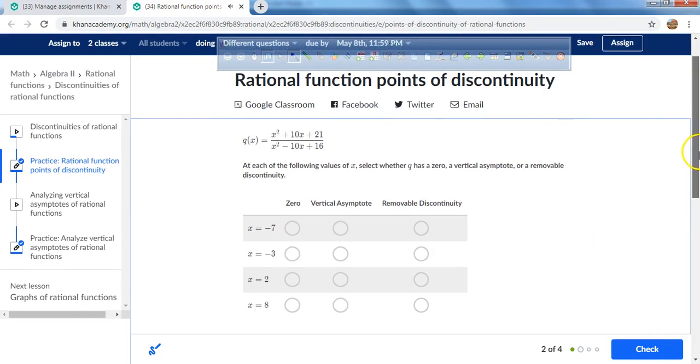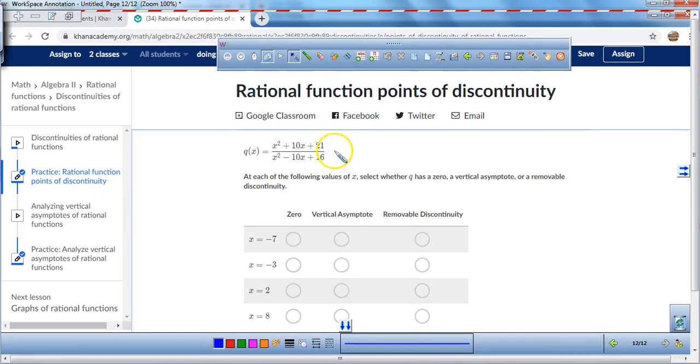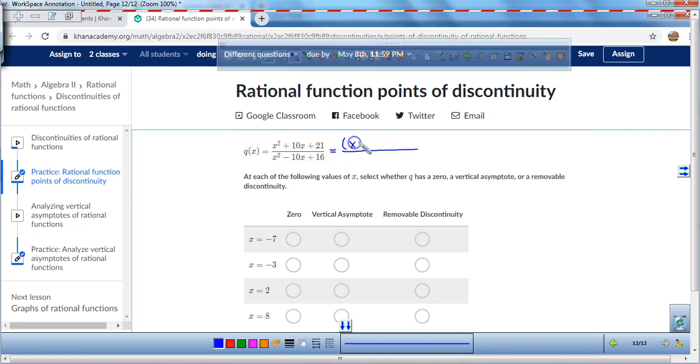We've got a whole bunch of numbers we have to worry about here: zeros, vertical asymptotes, removable discontinuity. Write this problem down, and you better know how to factor it. So we're going to get this factored. Up here, we're looking for two numbers that add up to 10 but multiply together to equal 21. That's easy. That's going to be x plus 3 and x plus 7.